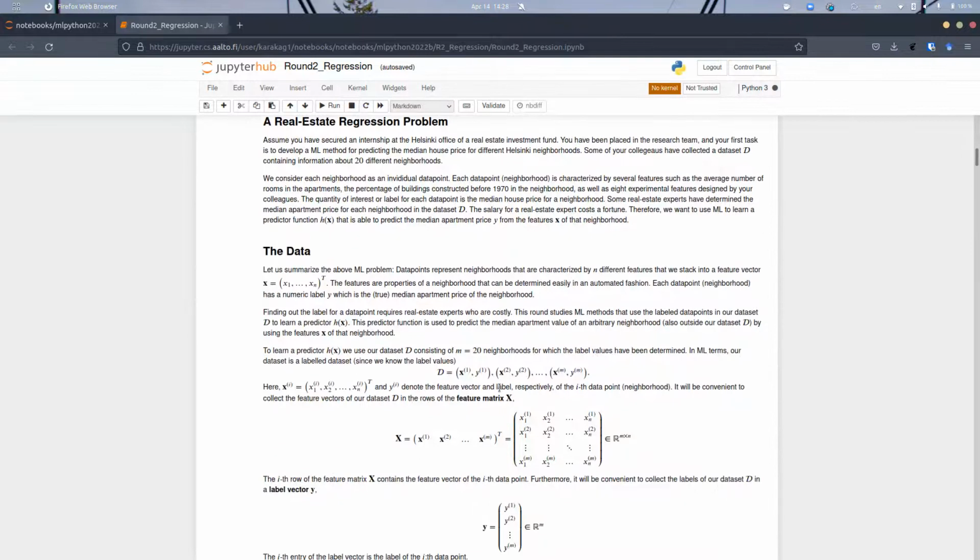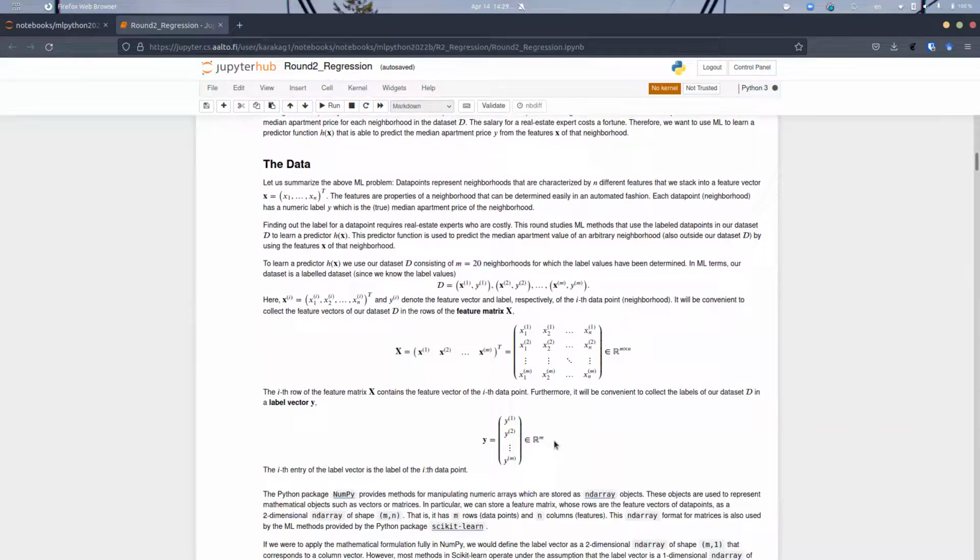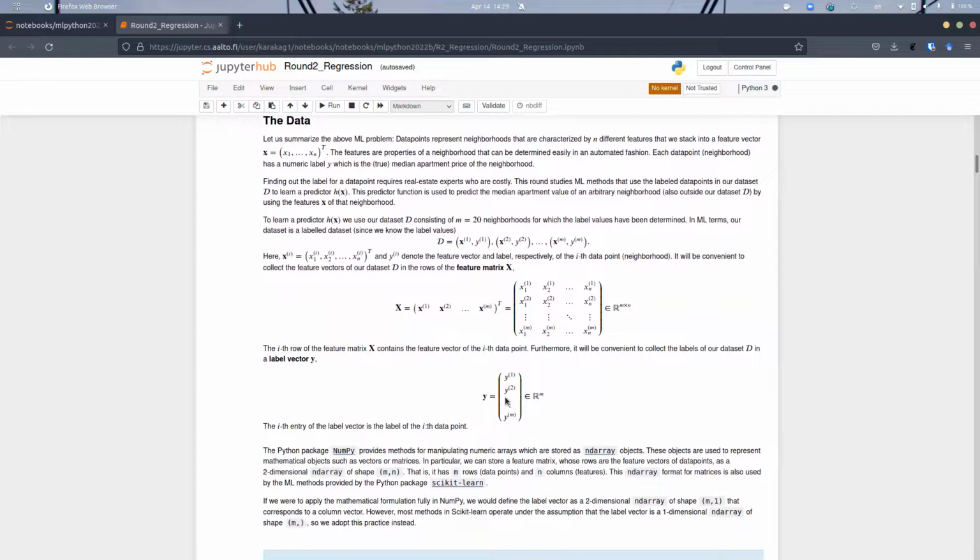The features are usually denoted by X. X capital is the set of all features, so for the whole data set, for all of the data points. In most cases, when you see a small x, it means just a single data point, a single set of features. In this case, it will be a single neighborhood. And then the label vector is just a vector which has the price for each neighborhood.